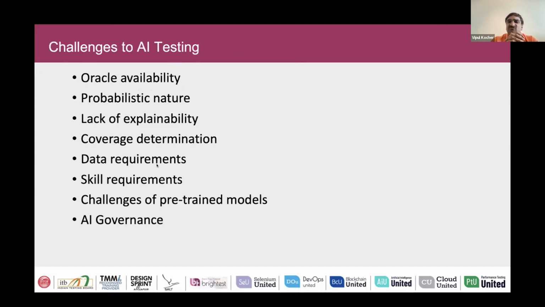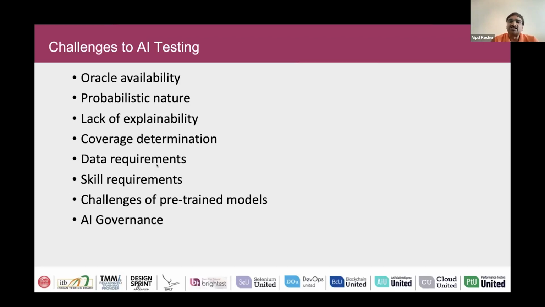So what are the challenges if I were to test AI models? Well, one of the biggest challenges is Oracle availability. I do not know what the expected result of my test case would be after I run it. For example, when I gave it an image of a dog, the expected result could have been, oh, it's a dog. But it said 50% cat and 50% dog. Is that a bug? If it said 99% it's a dog, but 1% probability of it being a cat, is it a pass or a fail? That's a question that you have to ask.